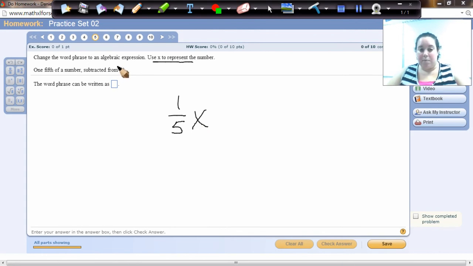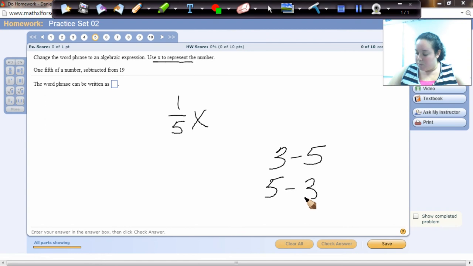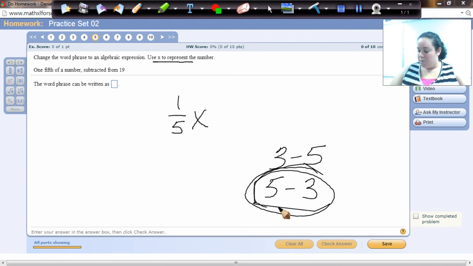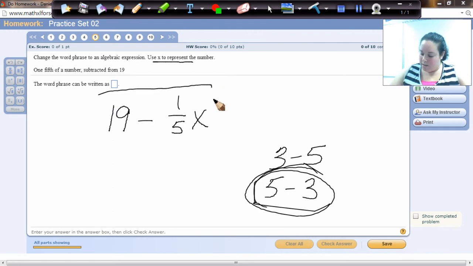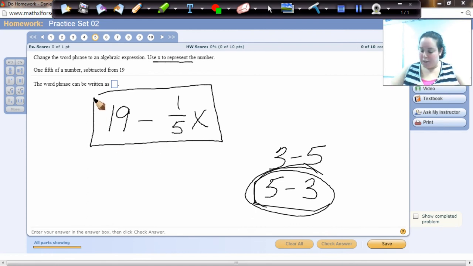Okay, subtracted from 19. So this may not be something that pops into your head automatically. If you're not sure, you use numbers you know. So if I say 3 subtracted from 5, does that mean 3 minus 5, or does it mean 5 minus 3? 3 subtracted from 5. Okay, it means definitely this one, right? So we're going to do the same thing here. If we say 1/5 of a number subtracted from 19, that means we need 19 first, and from that we're going to subtract 1/5 x. All right, great. So you'll type this in. Good job.